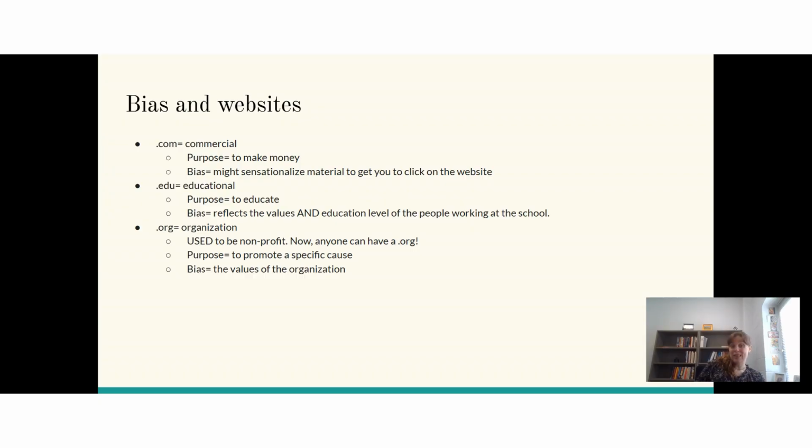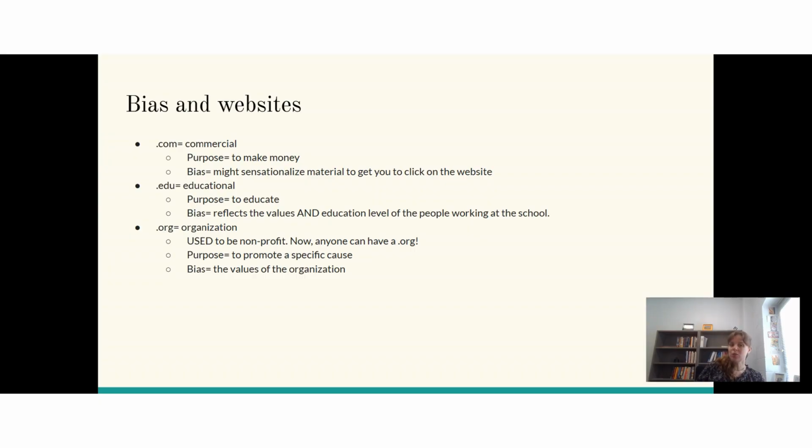A .org, an organization. This used to mean that it was a nonprofit, and it doesn't anymore. The law changed about 10 years ago. Anyone can have a .org. So you actually need to look at the organization and figure out what its values are. So you have to look at the about section because it's going to promote a specific cause. Most of the time, when you see a .org, there is going to be politics involved, and you're going to see that there is some sort of political bias with a .org. So you have to really think about what is the value of a .org.